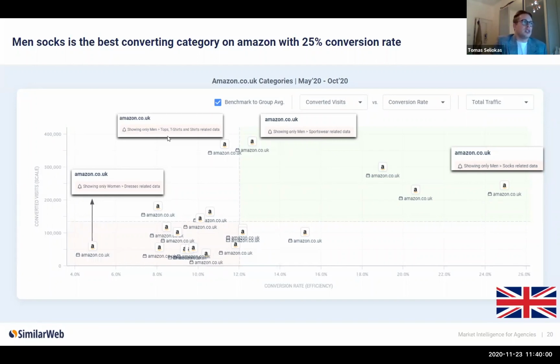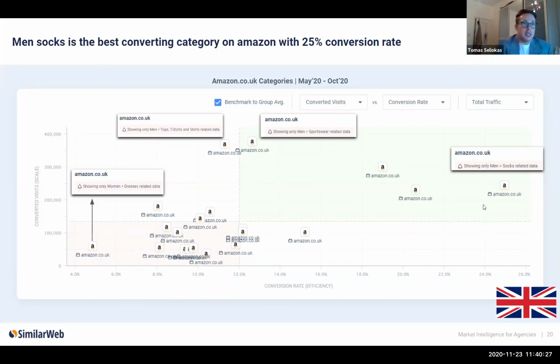And then we see tops, t-shirts, and shirts is the second largest one, because this is converted visits scale. So the higher up it is, the more conversions there were during this time. And the time frame is here, still last 6 months. So I don't want to go more than 6 months because it gives you recent enough data to actually calculate impact of COVID significantly.